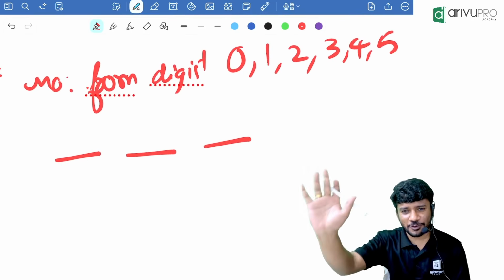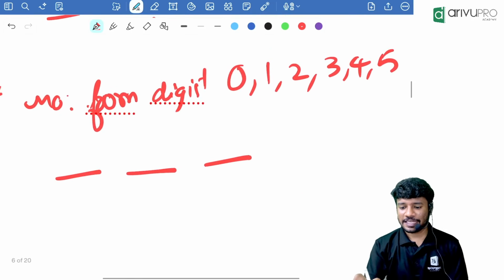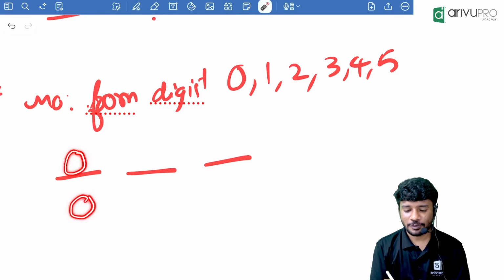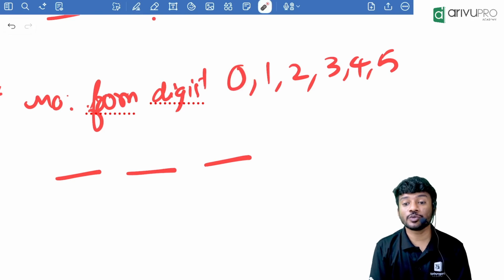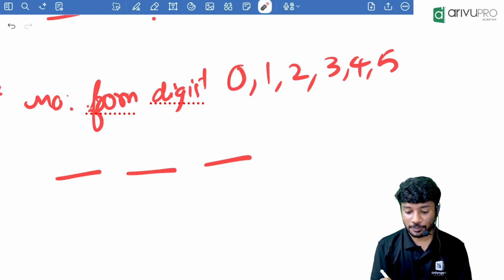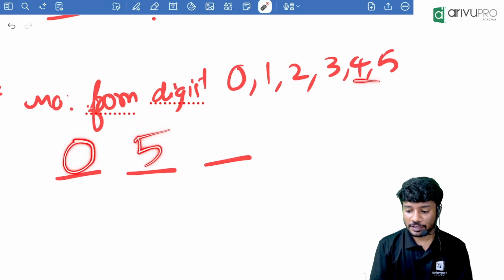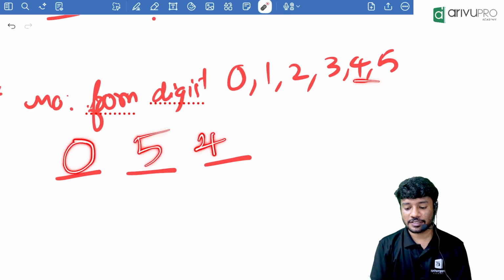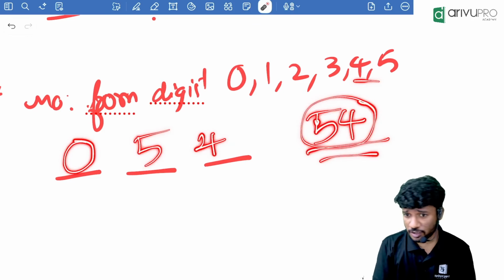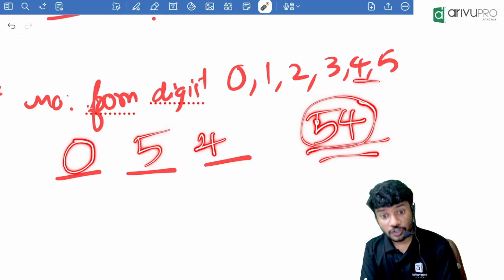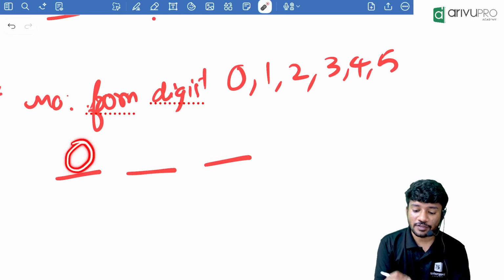Now, one question I want to ask everyone. Can we start the number with a 0? If we start the number with 0, the number will become what? 2-digit number. For example, I put 0, then I put 5, then I put 4 over here. That means the number is what? 54. Is 54 a 3-digit number? No. It is a 2-digit number. So can you start with 0?